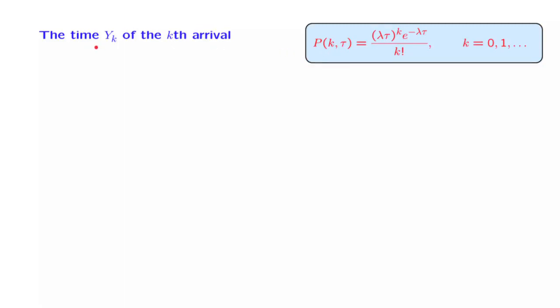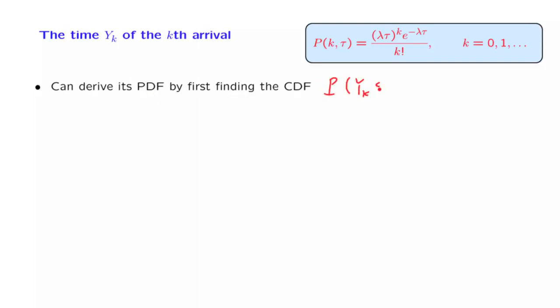One approach to finding the PDF of Yk is the usual program, similar again to what we did for the case of the first arrival time. We can first find the CDF and then differentiate to find the PDF. So what is the CDF? We want to calculate the probability that Yk is less than or equal to some number little y.